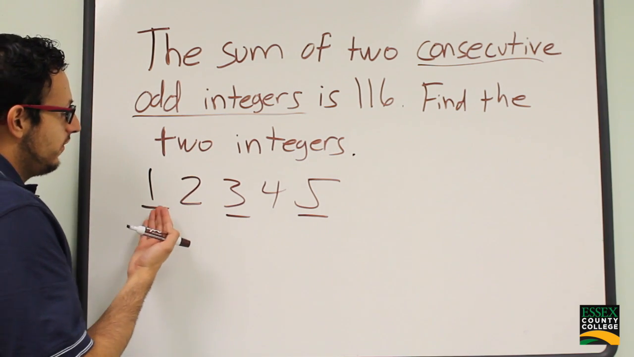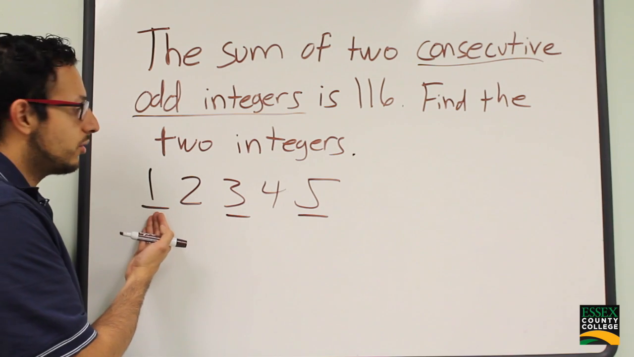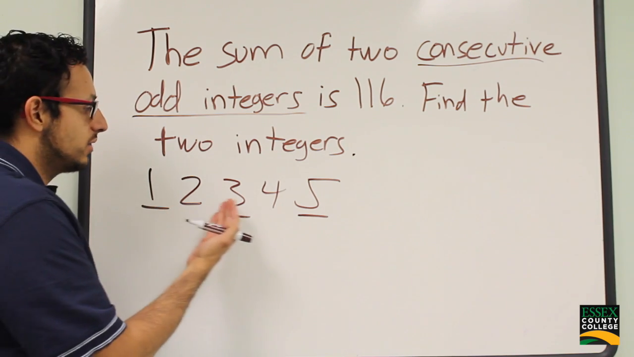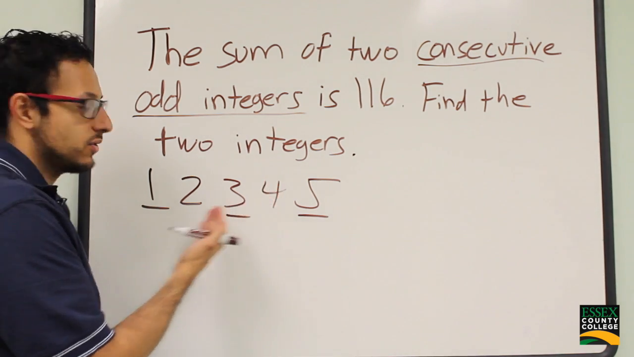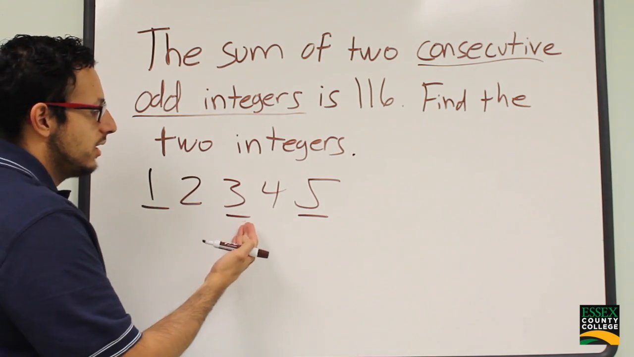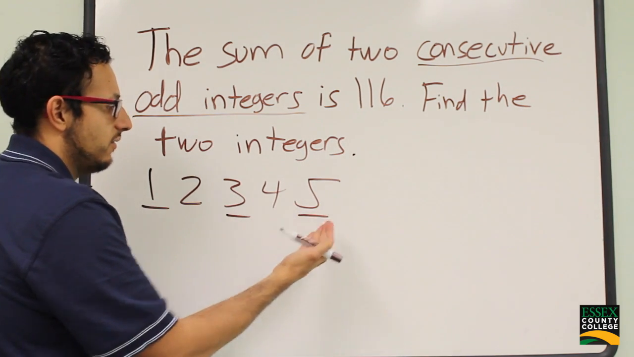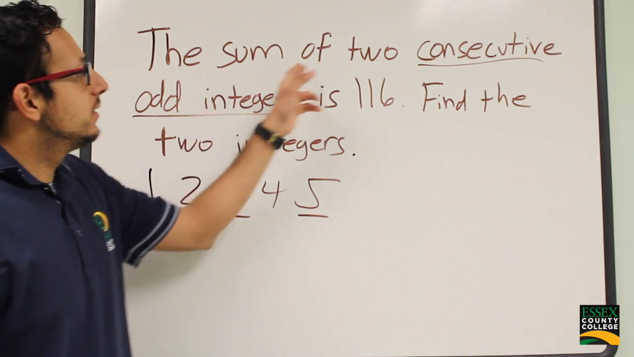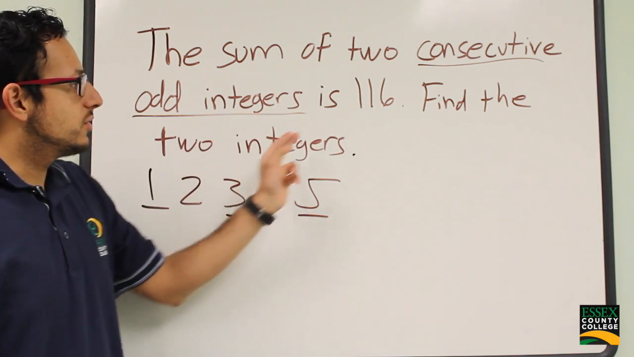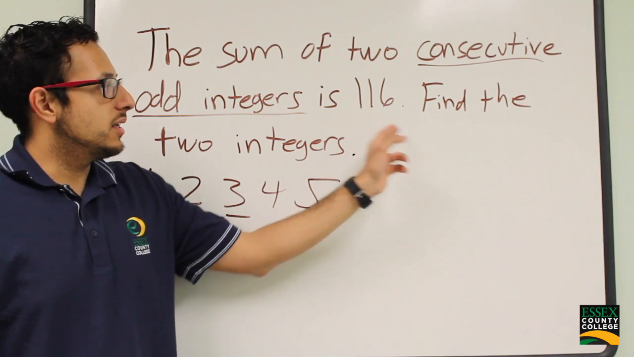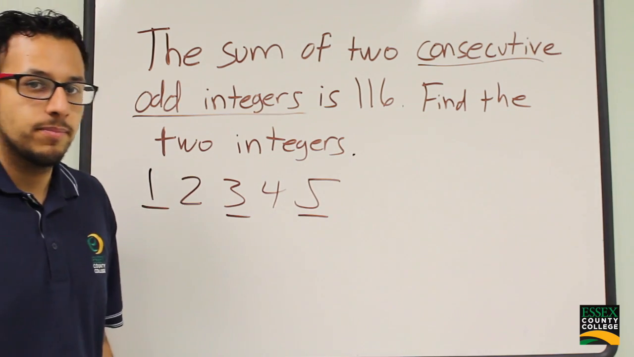So if we have an integer 1, the next odd number is 3. That means consecutive. So these are consecutive. 1, 3, then consecutive again is 5. So they want us to find the two consecutive odd integers whose sum is 116. So we're trying to look for two integers.